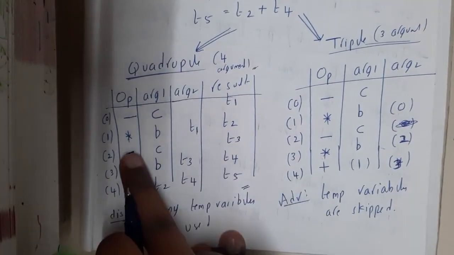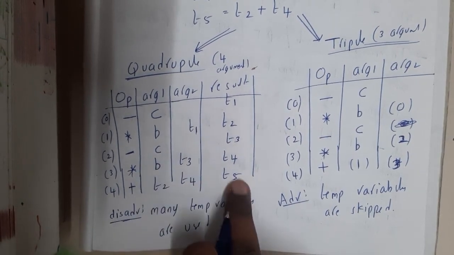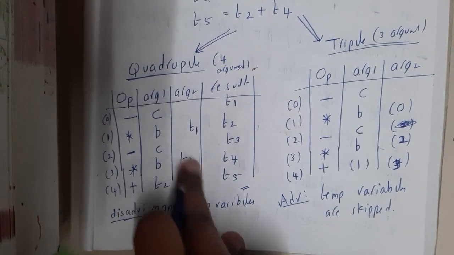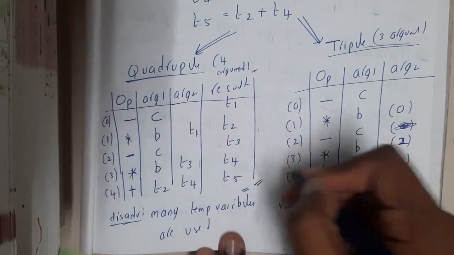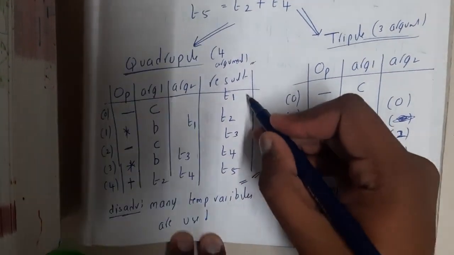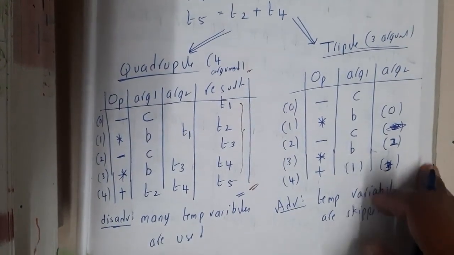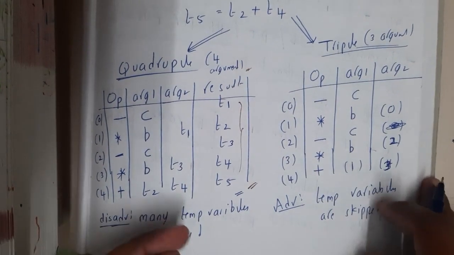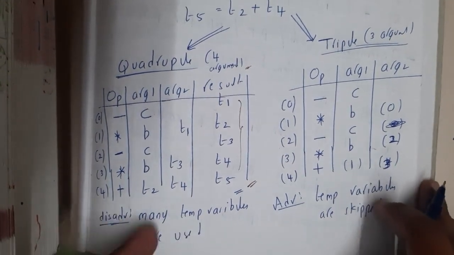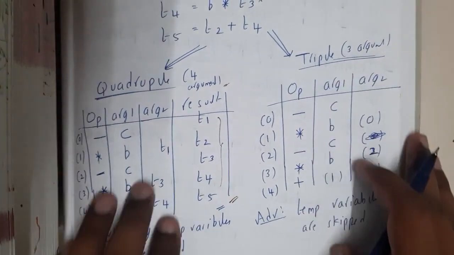So t3 is equal to minus c, t4 is equal to b into t3, and t5 is equal to t2 plus t4. So we filled this table. The major disadvantage here is that we defined 5 temporary variables, guys. Is there any need for these temporary variables? No, you can manage even without them. That is the reason quadruple is one of the most overheaded temporary variable methods, guys.